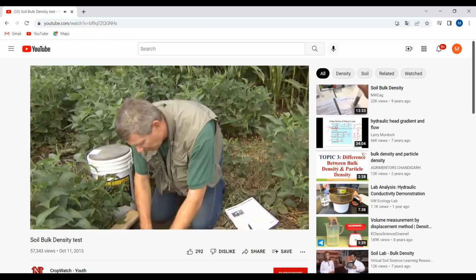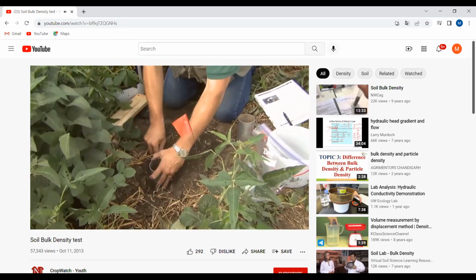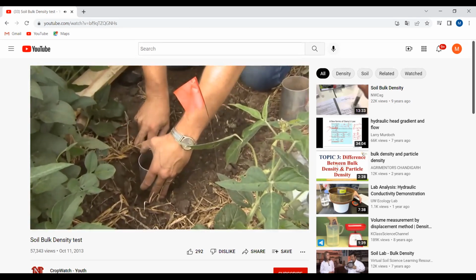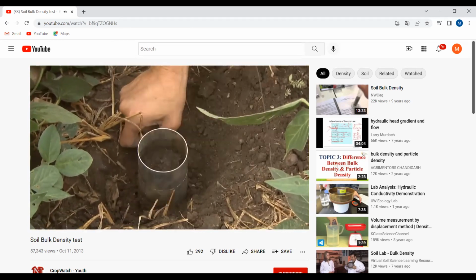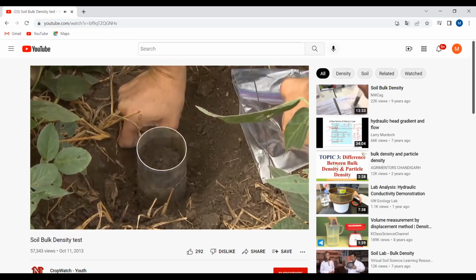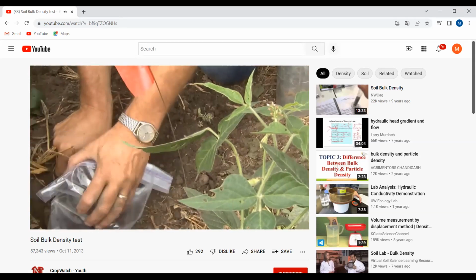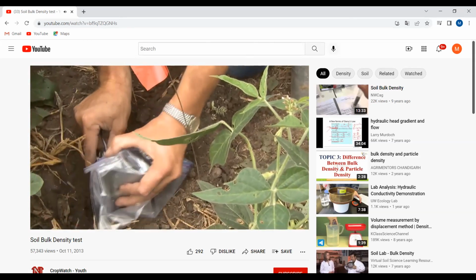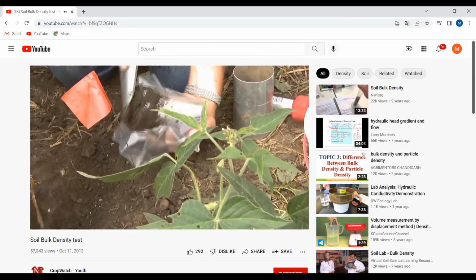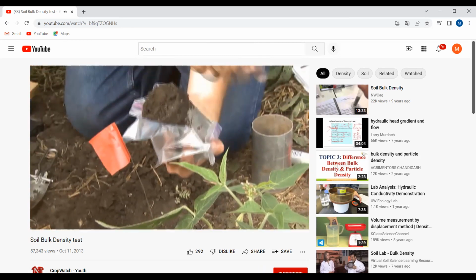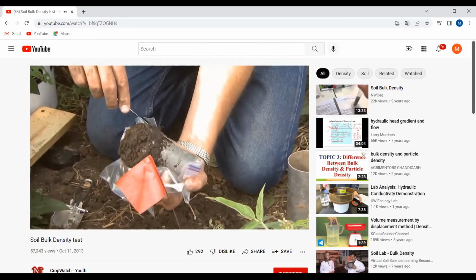Now that we've excavated around the edge of the ring, I'm going to make sure to get my trowel. In some cases I've seen people use a tile spade as well underneath the ring. We don't want to lose any soil. So when we do this, we also need to be careful that we cover the top so we don't lose any soil from the top, so we have the exact amount we need.